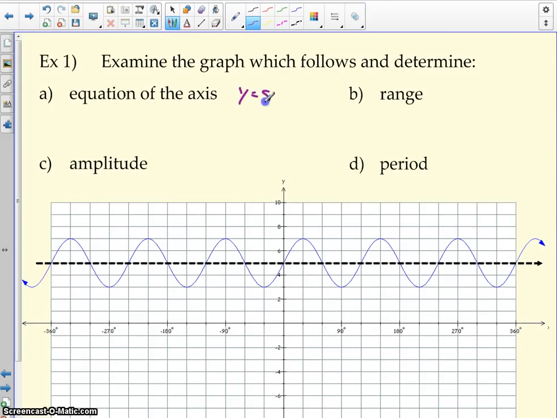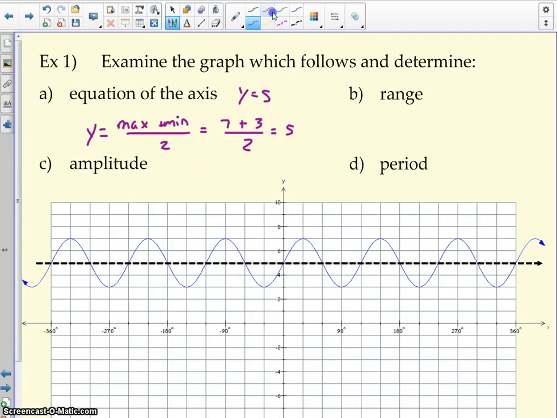Okay, the other way I could do that, I could do the calculation instead. So I could say my axis is going to be my max plus my min, all divided by 2. My maximum value, again, is 7. My minimum value is 3. 7 plus 3 divided by 2 gives me 5.